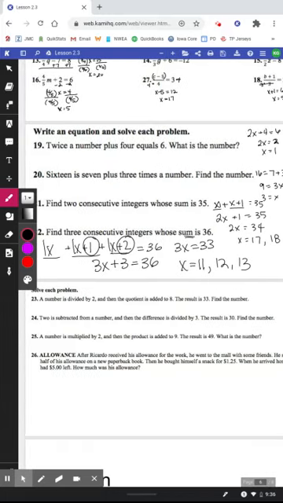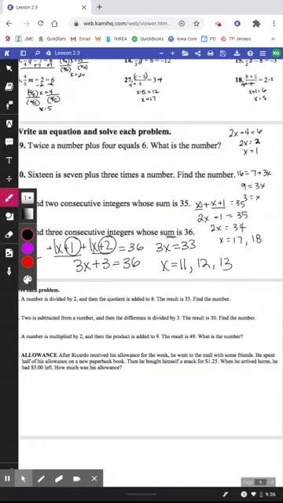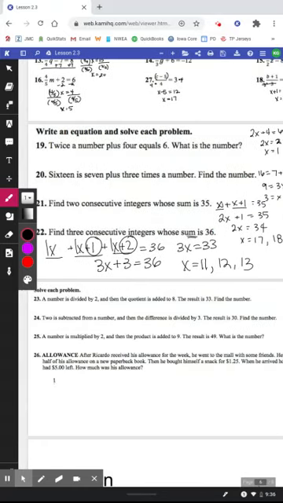Number 26 here. After Ricardo received his allowance for the week, he went to the mall with some friends. He spent half, so I'm going to put it as 1/2 in a fraction, of, which means times, his allowance on a new paperback book. If we look at the question, it says, how much was his allowance? I know that the allowance is going to be the x here. It says, then he bought himself. So if I'm buying something, it takes away money.